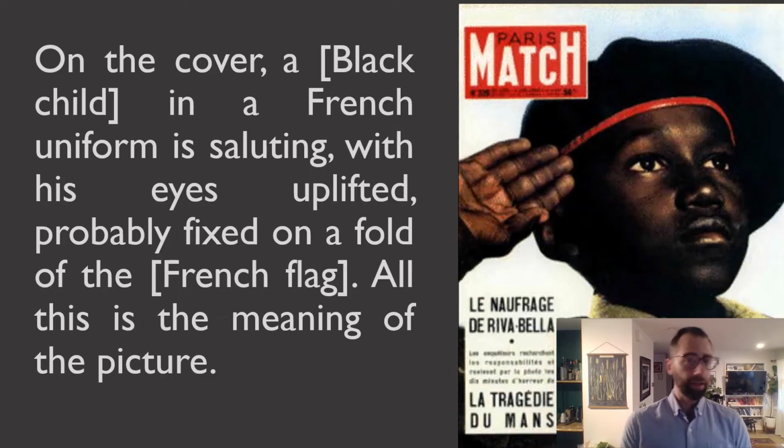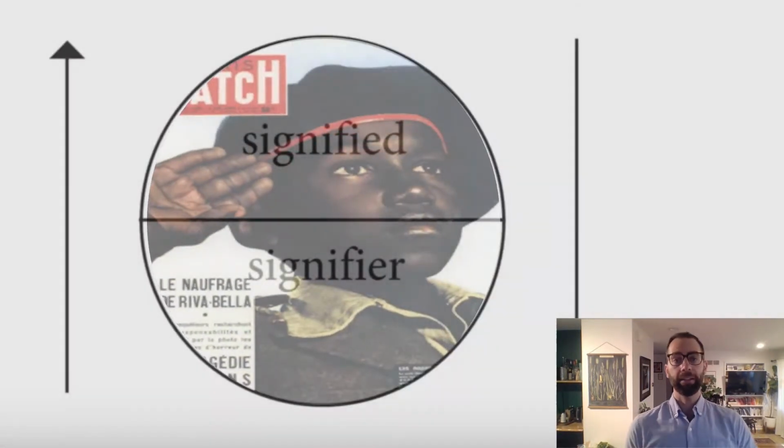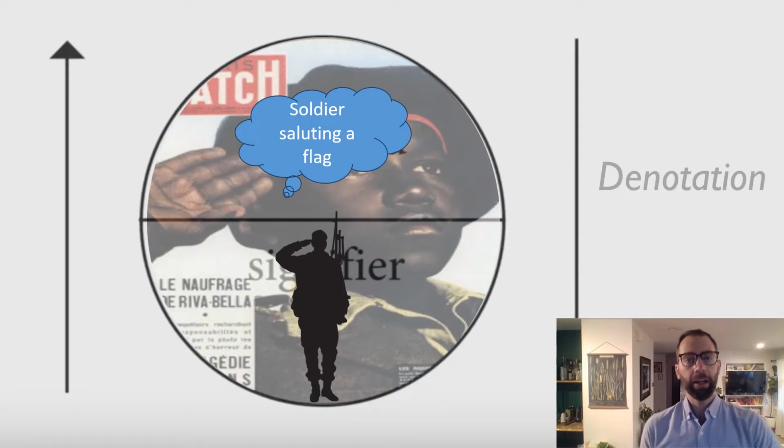And he's looking at this cover and he says, "On the cover, a black child in a French uniform is saluting with his eyes uplifted, probably fixed on a fold of the French flag. All this is the meaning of the picture." So this is where he begins, and we might even map this reading onto a classic Saussurean division between signifier and signified. The signifier in this case might consist of a number of little signifiers.